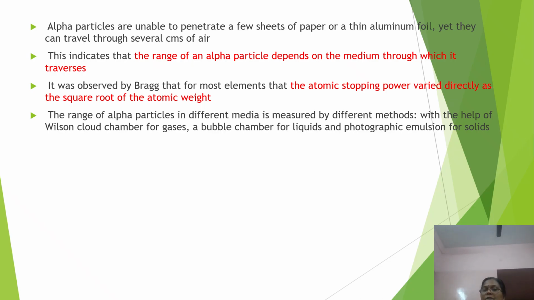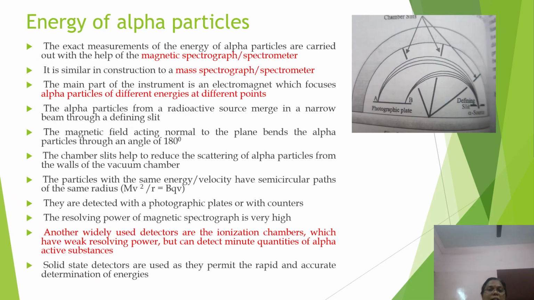Bragg also observed that atomic stopping power varies directly as the square root of the atomic weight. The range is measured by different methods with the help of the Wilson cloud chamber for gases, a bubble chamber for liquids, and photographic emulsion for solids. The energy of the alpha particle can be determined with the help of the magnetic spectrograph, which is also called the mass spectrograph.